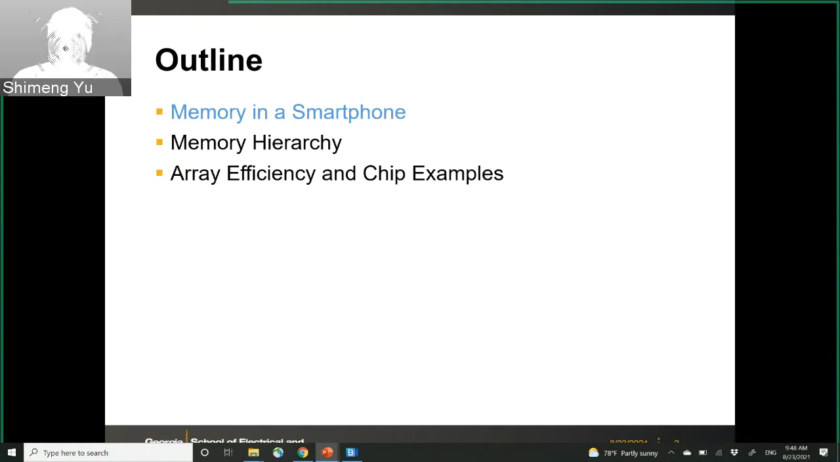First, we will use a concrete example, like the memory in a smartphone, to kick off our discussions. And then we will focus on a very important concept, memory hierarchy in the memory subsystem. And then we will talk about some array efficiency issues and chip examples.